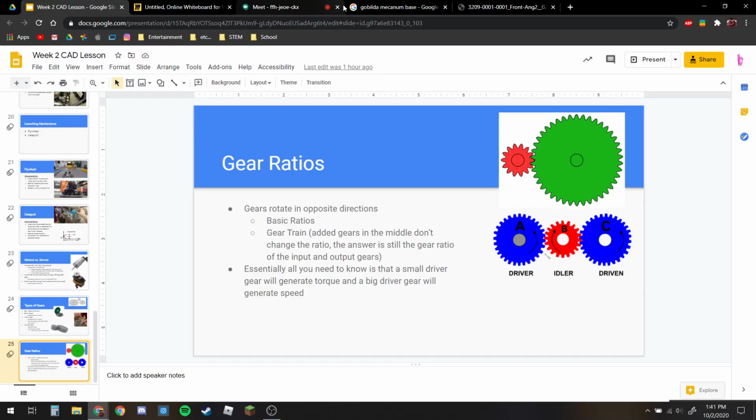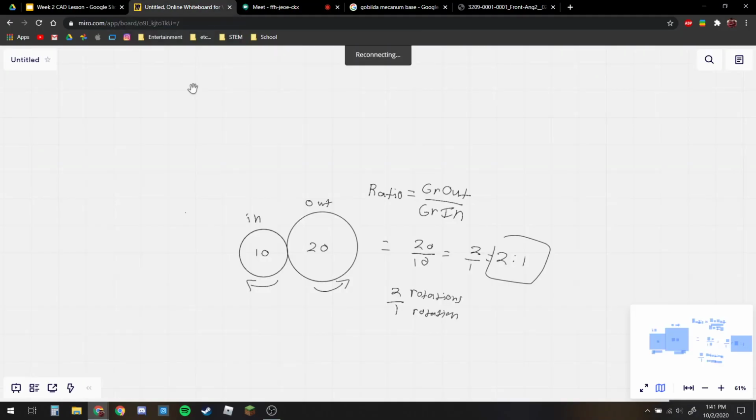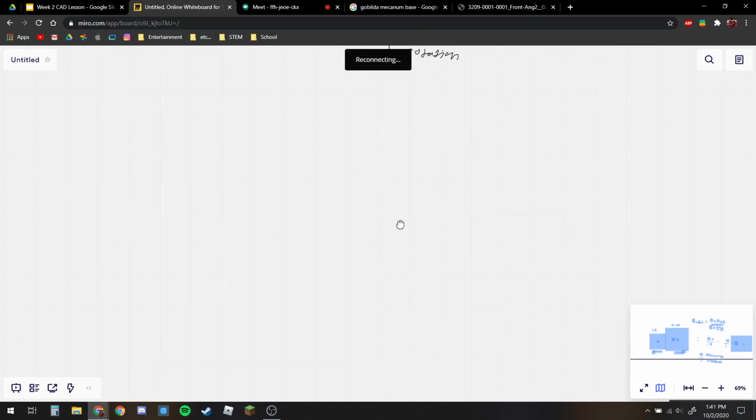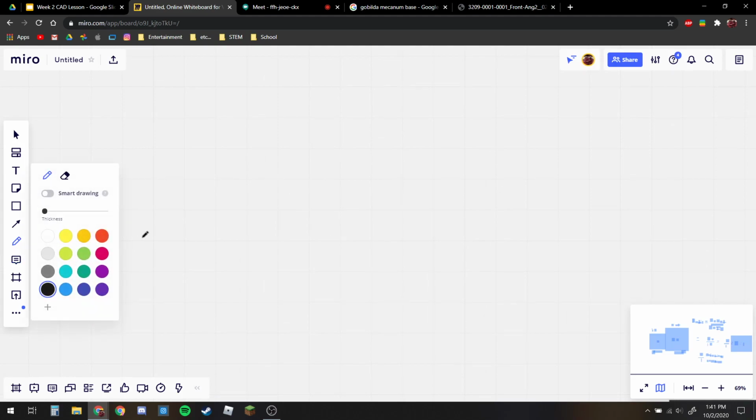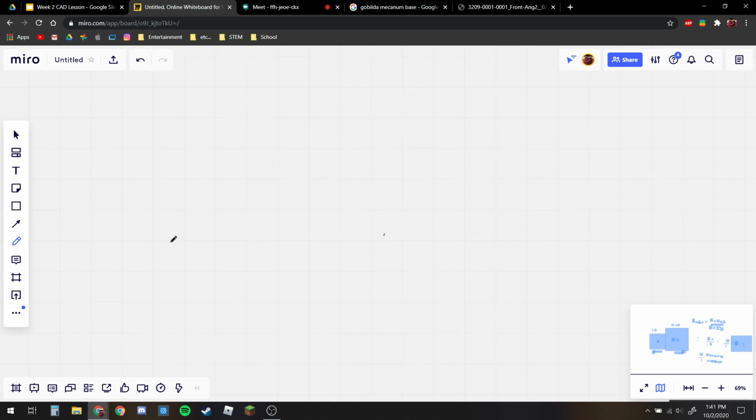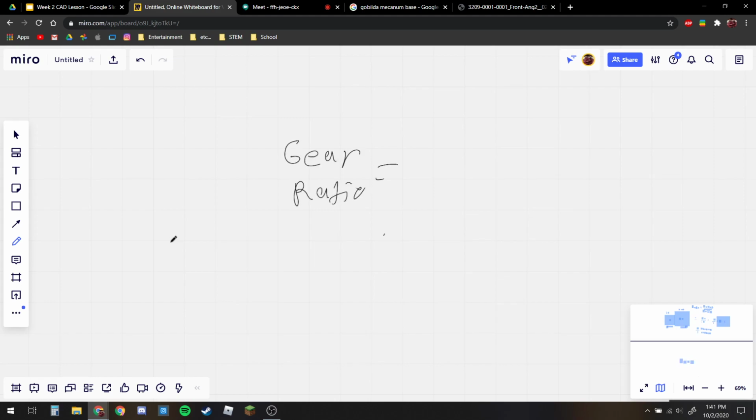So now I'm gonna actually go into some math with the gear ratio so you fully understand. I already drew this out. We're gonna... I feel like a math teacher now. Okay. So basically, the equation for a gear ratio is gear ratio equals the output over the input. So what is the output and input?